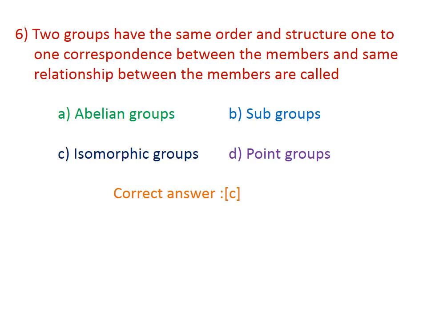Question number 6. Two groups have the same order and the same structure, with one-to-one correspondence between the members and the same relationship between the members, are called. The correct answer is C, isomorphic group. The groups must have the same order and there is one-to-one correspondence between the elements present in the groups. Therefore, these groups are called isomorphic groups. The correct answer is C. And examples of isomorphic groups are discussed in the forthcoming slide.